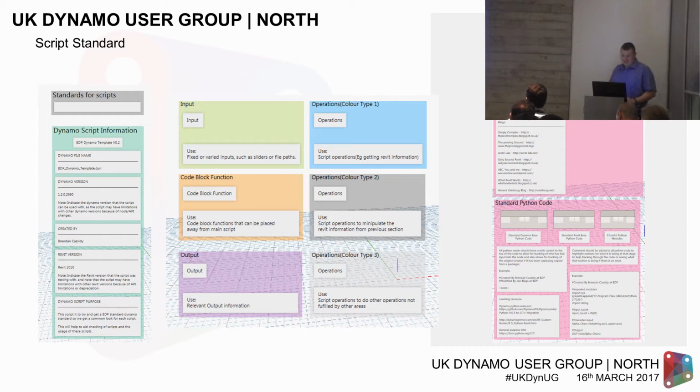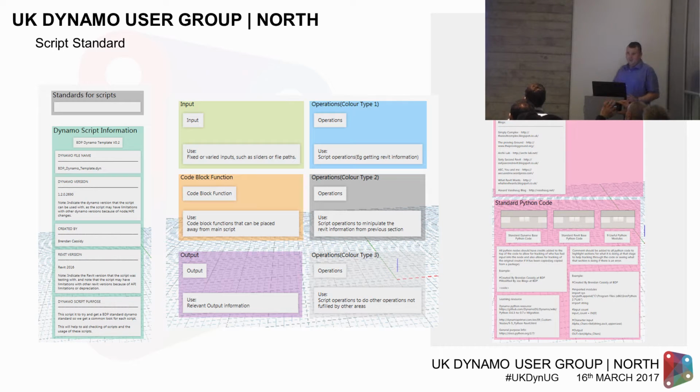It's easier. But then we've also got the green area, which is helping to inform whoever opens Dynamo what it does and any constraints, because there might be packages that are needed. It could be that it only runs on Revit 17, but they might be trying to open it in 16. It just lets them know.